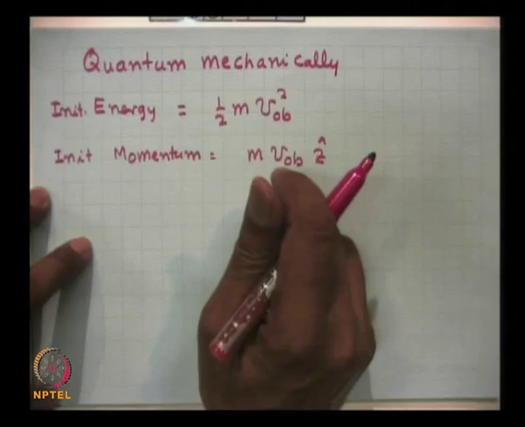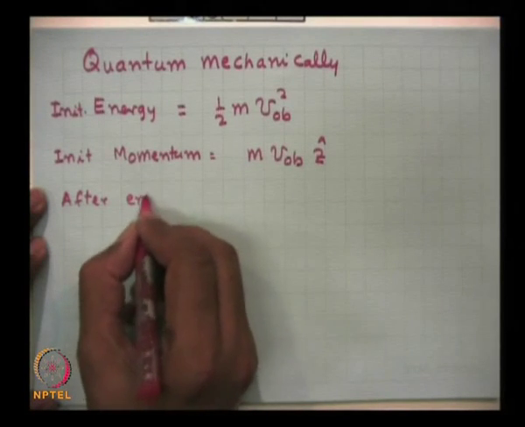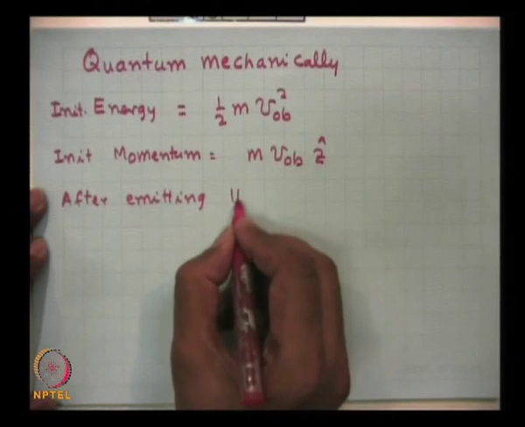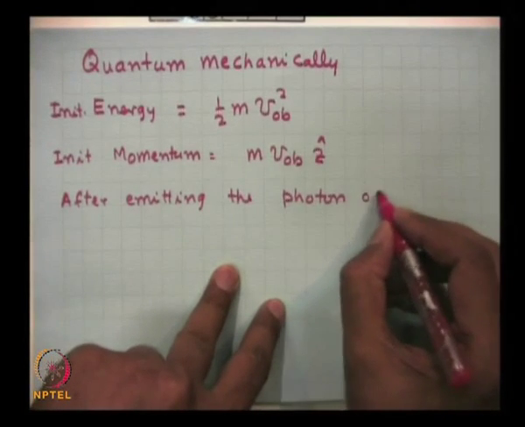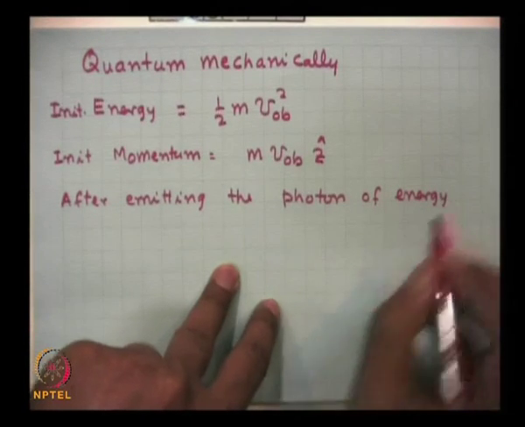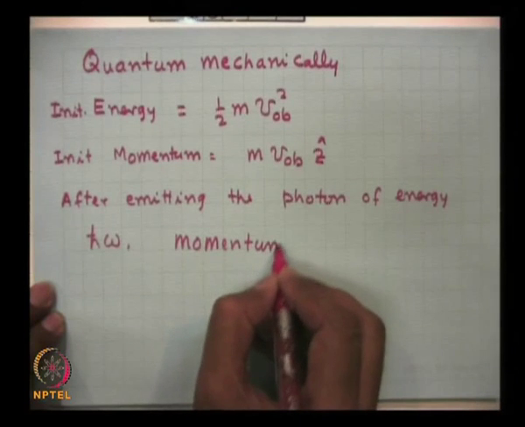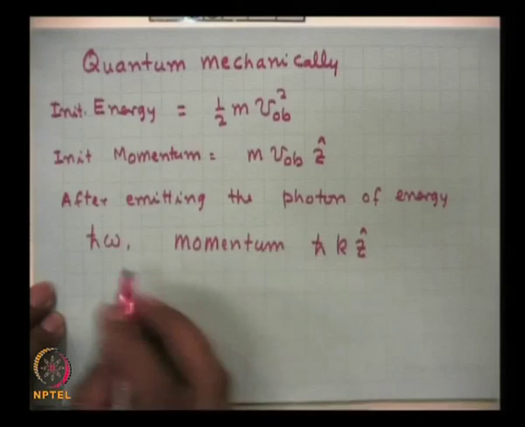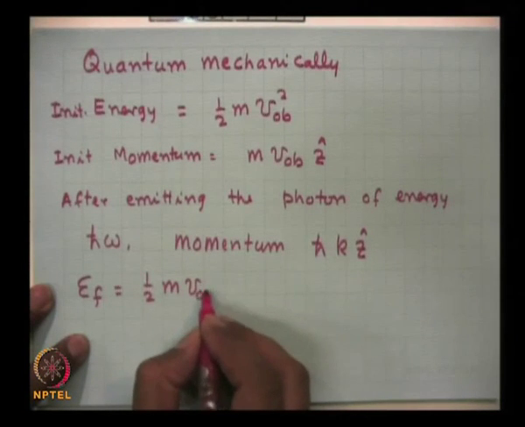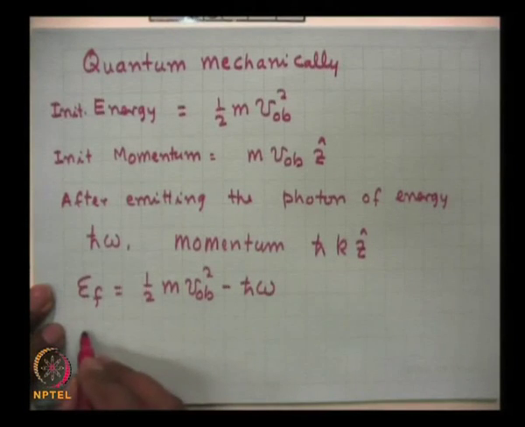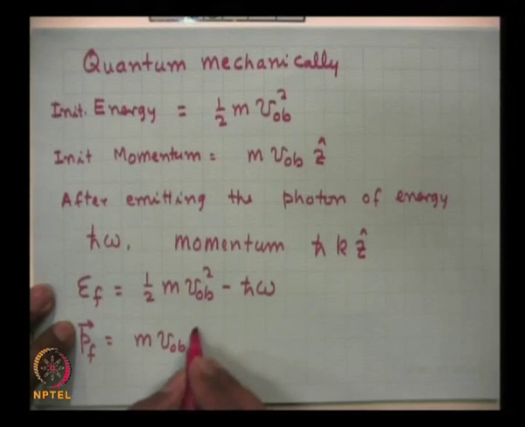After this electron has emitted or generated a photon, or phonon, plasmon, whatever you call it, of energy h cross omega and momentum h cross k, the electron's final energy is half m v0b squared minus h cross omega, and the final momentum is equal to the initial momentum m v0b in z minus h cross k.